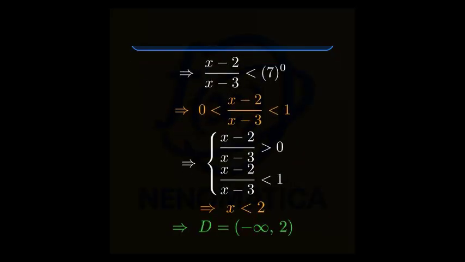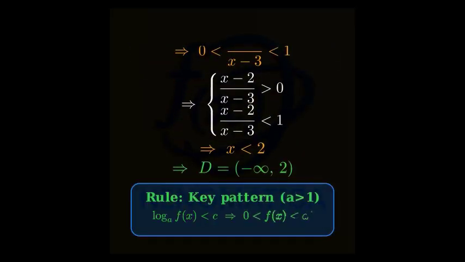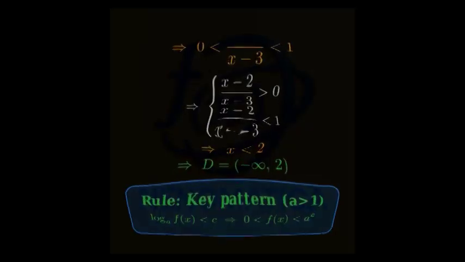Summary. For base greater than 1, the inequality log of f of x less than c means 0 is less than f of x less than a to the c.